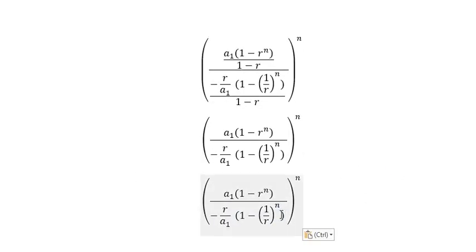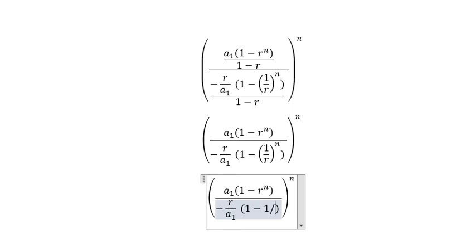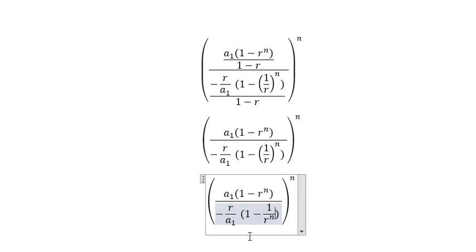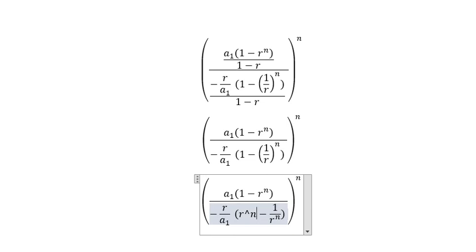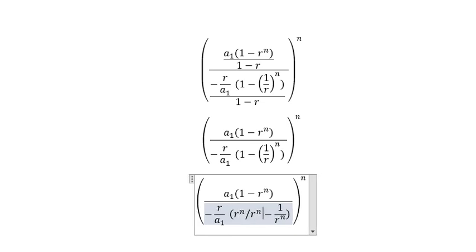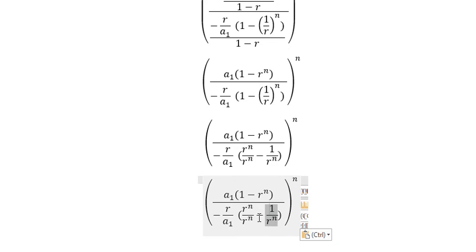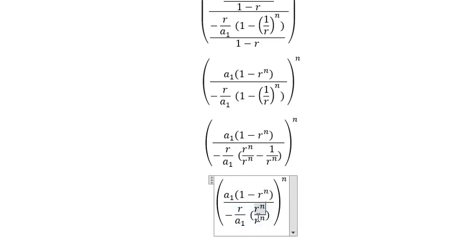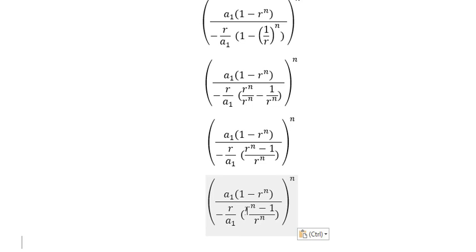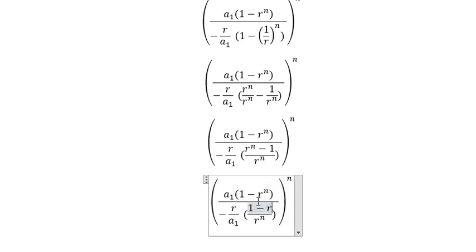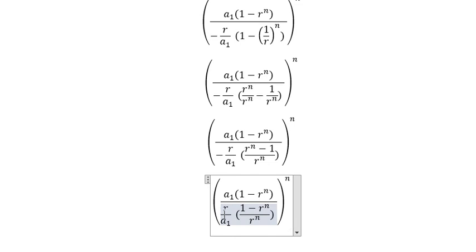Next, this one, that is 1 over r to the power of n. And now for a1, we can put r to the power of n over r to the power of n. Now we do the common denominator. So the negative will change the sign of r to the power of n minus 1 into 1 minus r to the power of n. And now we simplify.